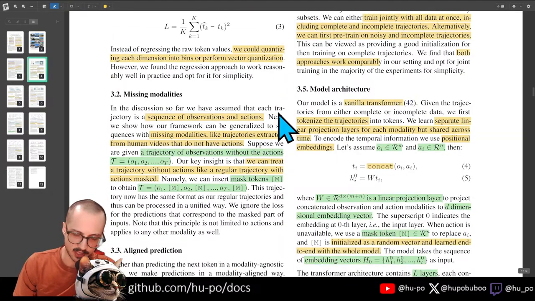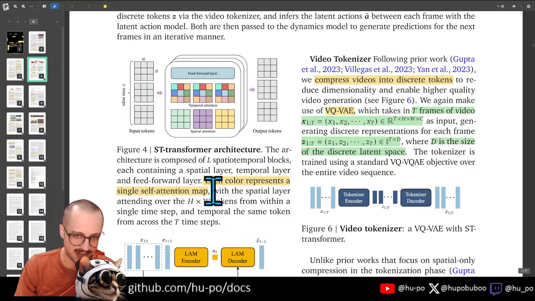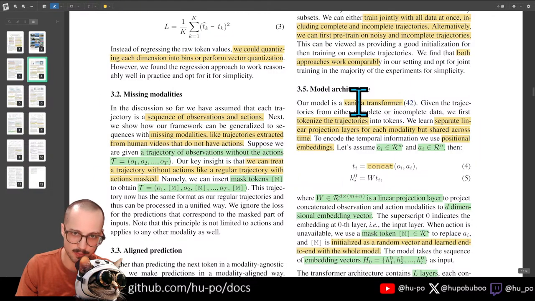So let's see. Our model is a vanilla transformer. Perfect. I love to see that. Like yesterday's paper, they used this 500 IQ ST transformer from some paper that no one's ever heard of. And I was just like, why? Just more complexity. But here they're like, nope, it's just a vanilla transformer.